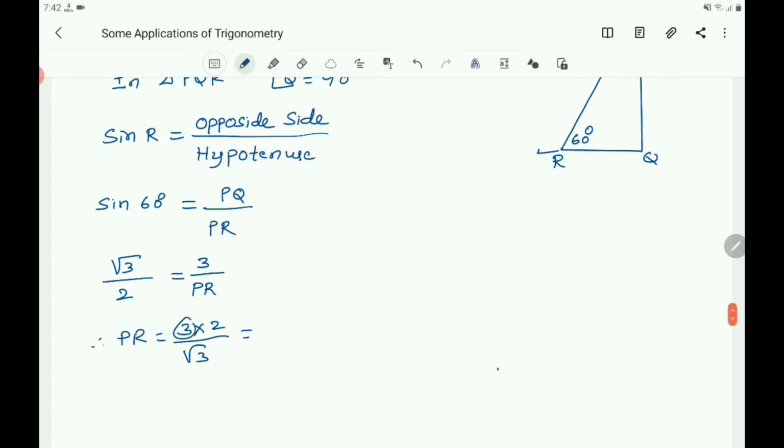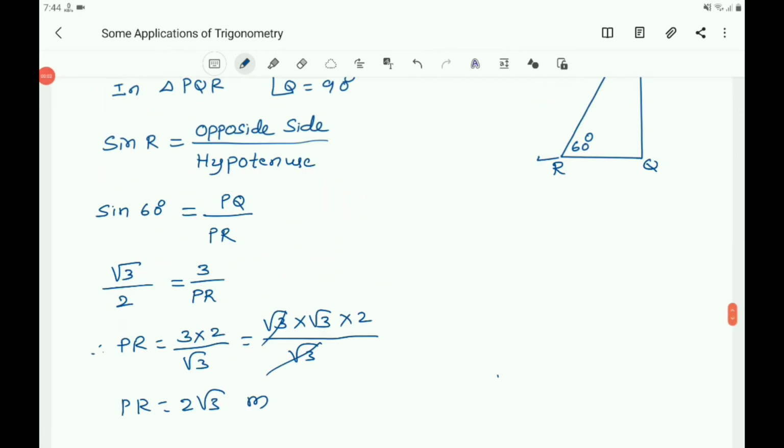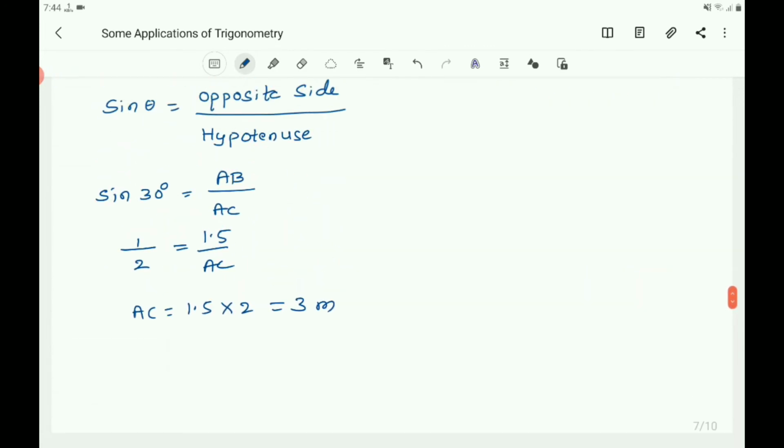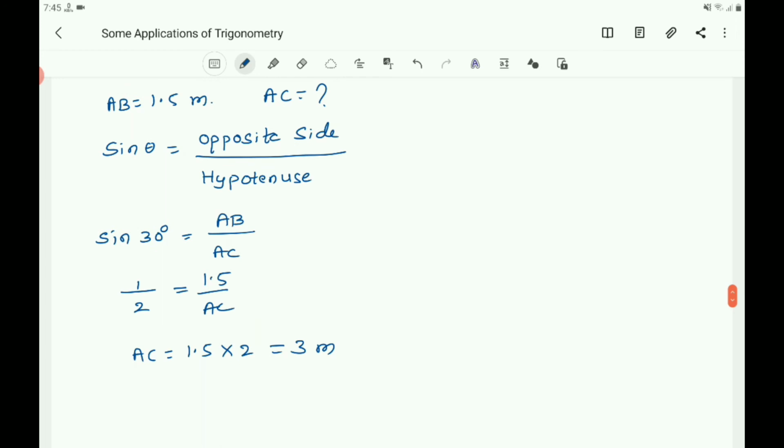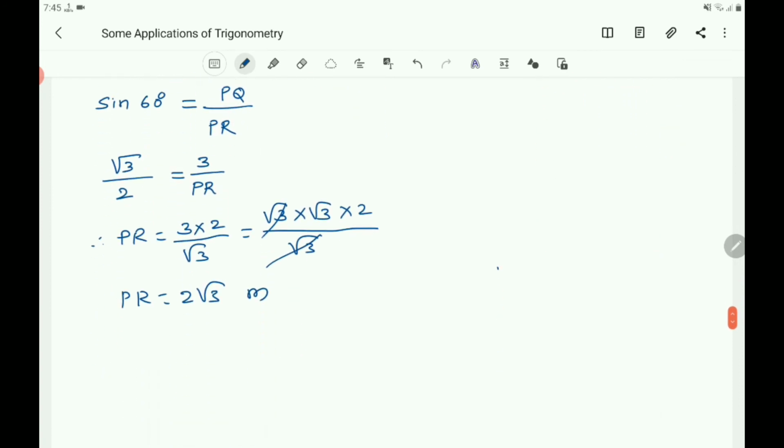You can express 3 as a product of root 3 into root 3, and the denominator has root 3. So 3 means root 3 into root 3 into 2 whole divided by root 3. Root 3 cancels. So PR equals 2 root 3 meter. So the length of the slide for the children below 5 years is 3 meter, and the length of the slide for the elder children is 2 root 3 meter.